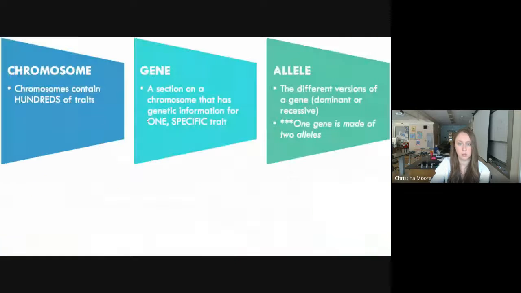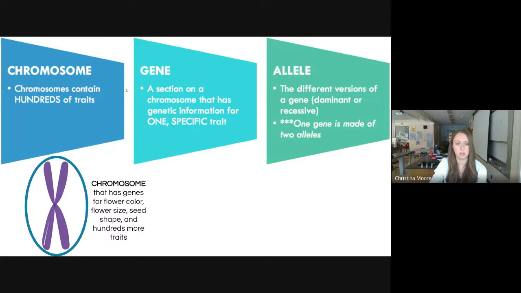Okay, let's start into our notes. So you should be on the top of page 2. You have this flow chart where you should be filling in the correct terms. We've heard two of these words before, specifically chromosome and gene, and we're going to learn a new word, allele. So the first word is chromosome. Like we know, chromosomes are made of DNA, and chromosomes contain the genes for hundreds of different traits.